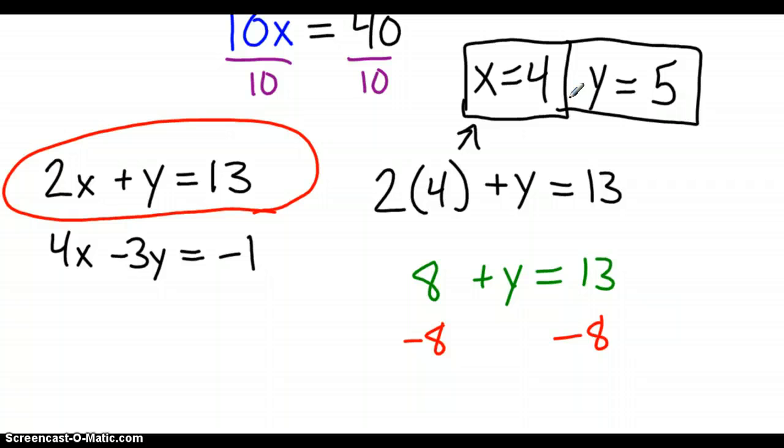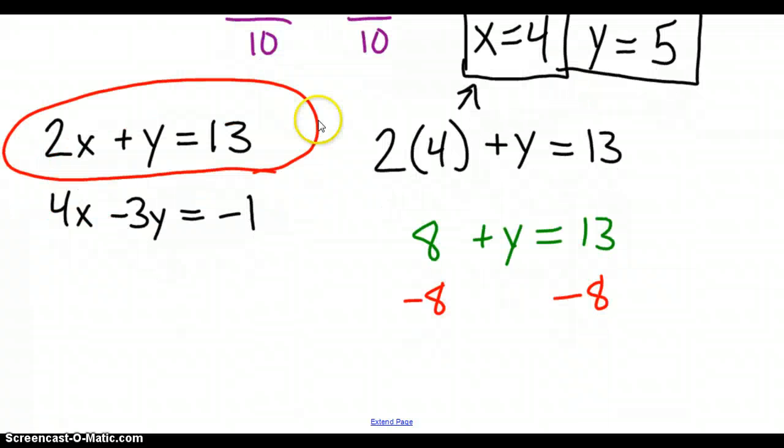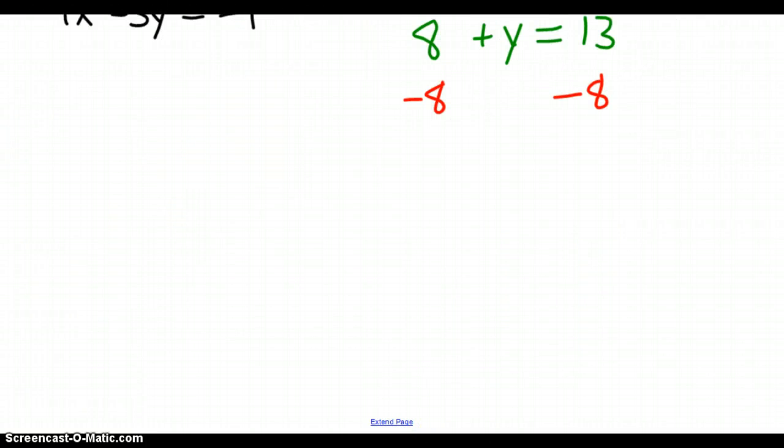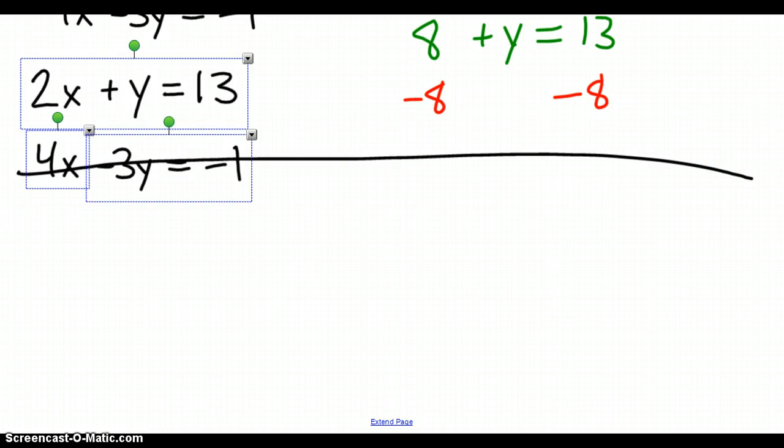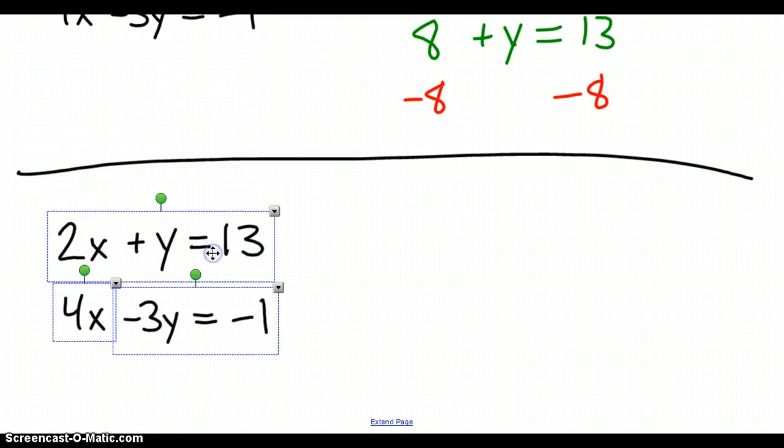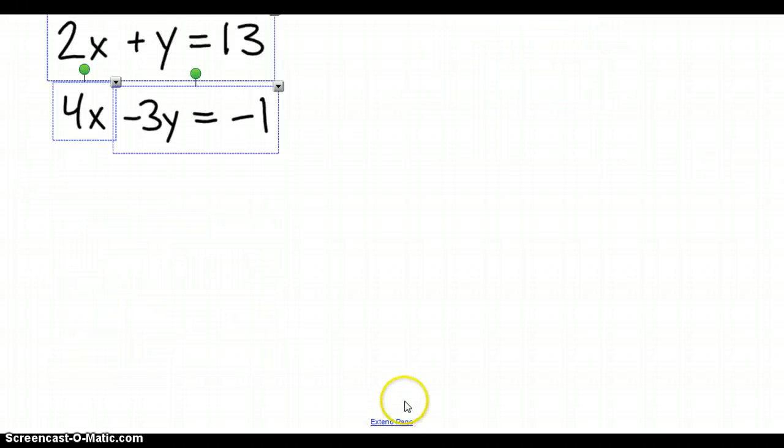Now we're going to do the same problem, except this time we're going to use elimination and verify that we do in fact get the same answer. Alright, so we'll keep in mind that x is equal to 4 and y is equal to 5. Here we go, draw the line. So now, I have our equations here, and we're going to use elimination.